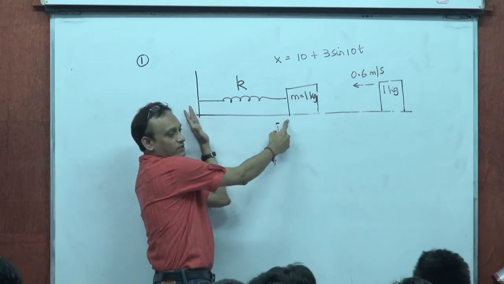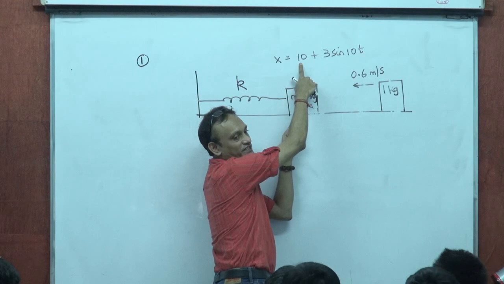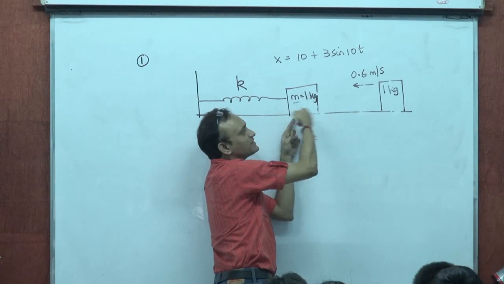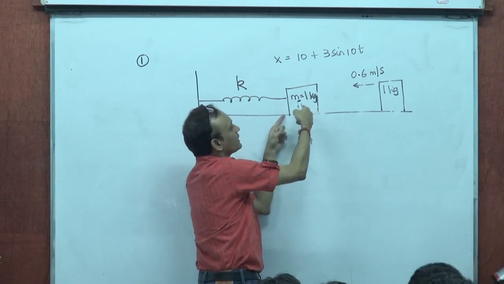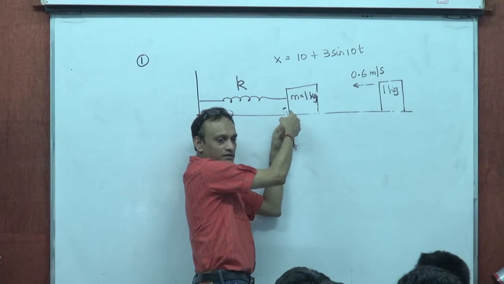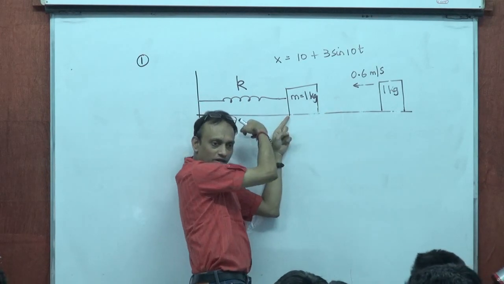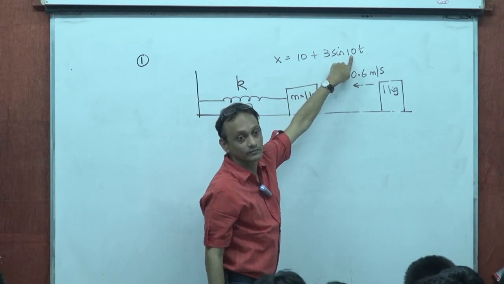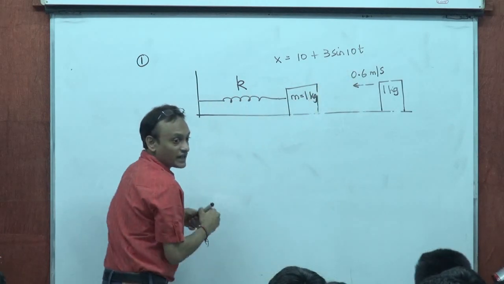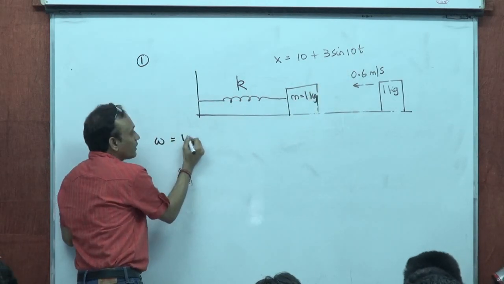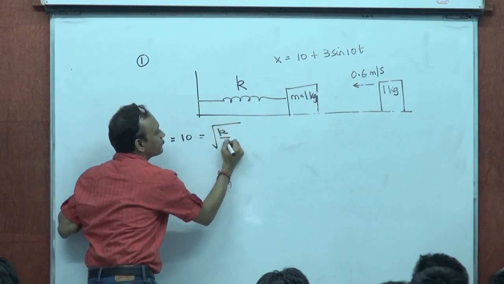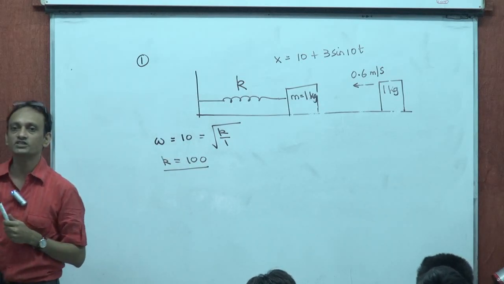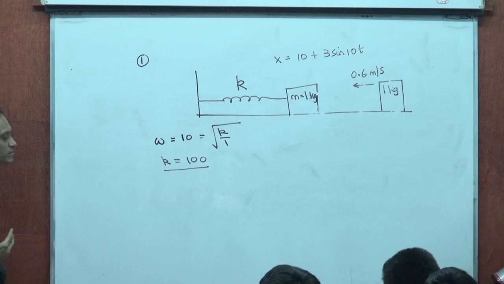So originally this was executing simple harmonic motion with mean position 10, isn't it? Because it will be 10 plus 3, 3 to the right of 10 and 3 to the left of 10. X equal to 10 was the mean position. The omega of this oscillation was 10, right? But omega is root k by m. So k must have been 100. The force constant of the spring must have been 100. Yes or no?